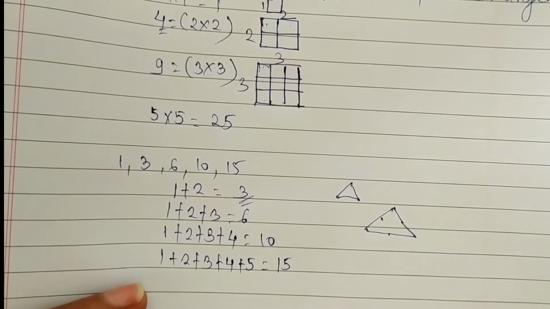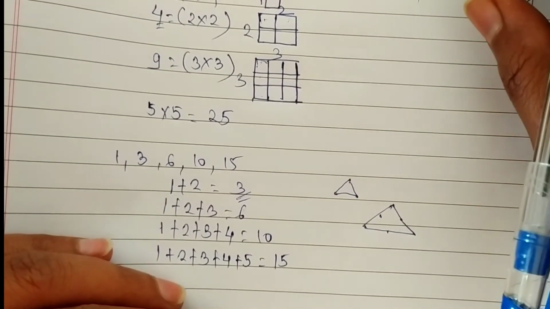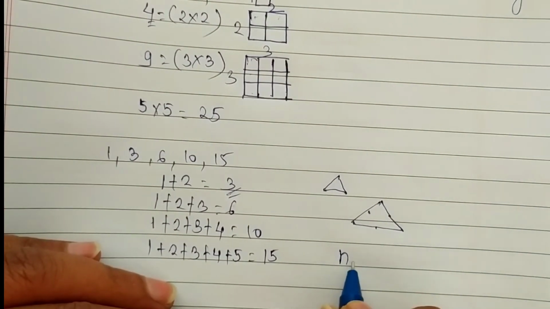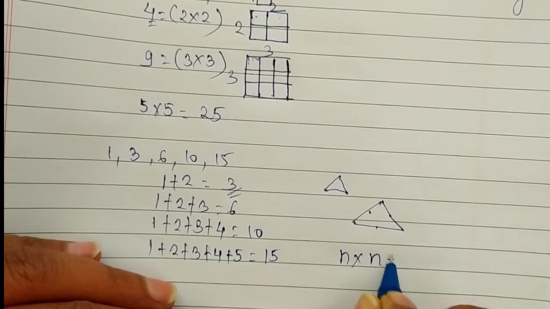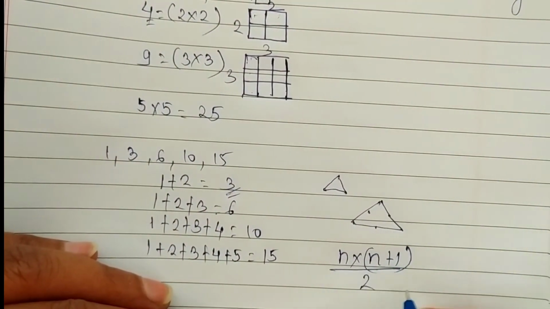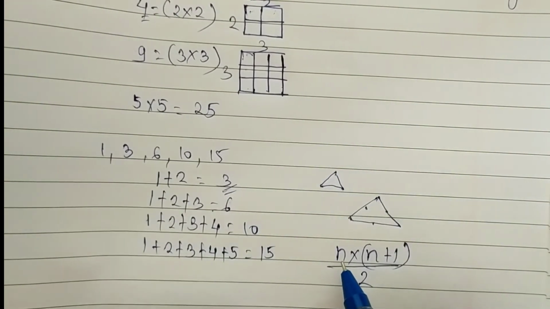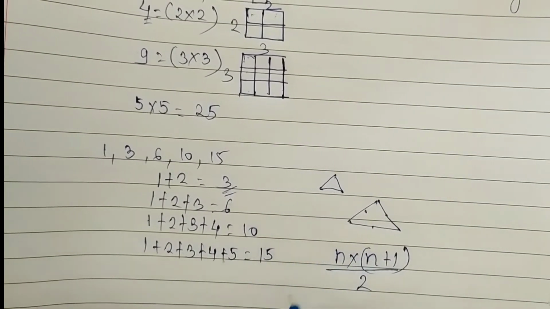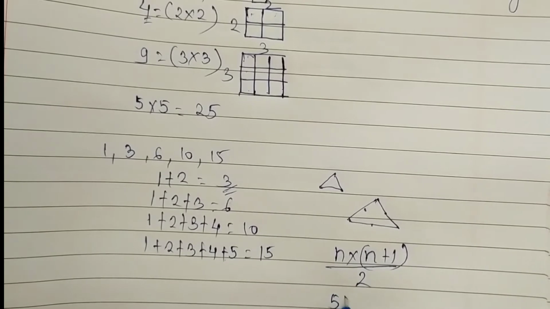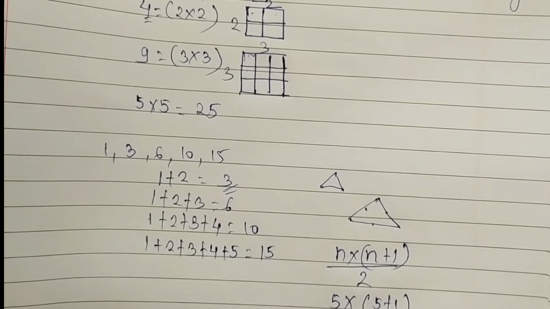There is a formula to find the triangular numbers. The formula is n multiplied by n plus 1, divided by 2. Here n is a natural number. For example, let's take 5. 5 is a natural number. 5 multiplied by 5 plus 1, divided by 2.